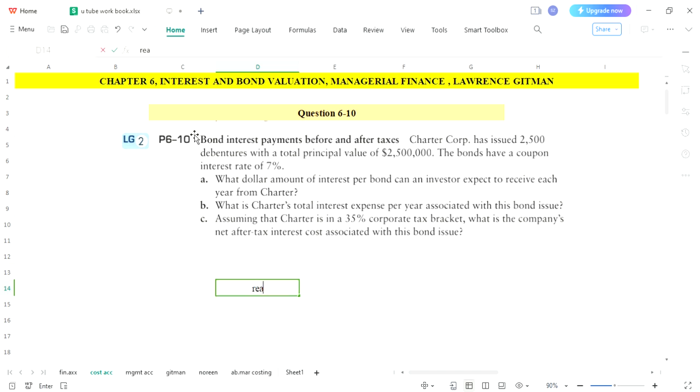real rate of interest. Real rate of interest is actually the amount of interest which you are getting in real terms after subtracting all of the inflationary and other economic barriers. You will get your real rate of interest.